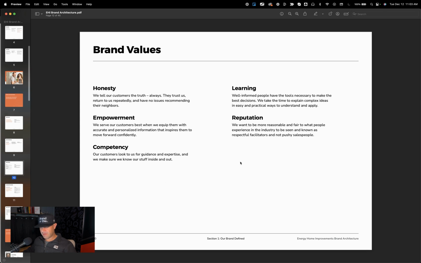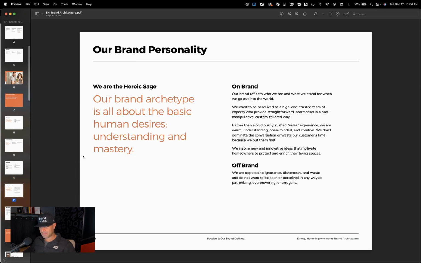And we have our brand values. These are the things that the company stands for that also resonate with the customer and what they're looking for as well. And we go through a brand personality quiz. It's kind of like a personality test, but for your business. And what we do is we try to ascribe a specific kind of personality to the business as well.